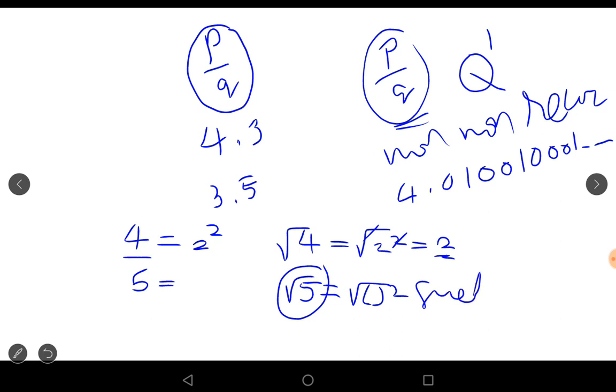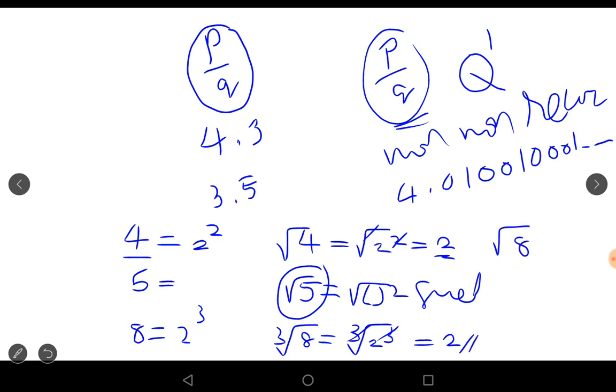Another example, 8. 8 is equal to 2 cube. So the third root of 8 equals the third root of 2 cube. So the 3 cancels, and the value is equal to 2, a rational number. But root 8 cannot be expressed as any number to the power of 2. So this type of number is called a surd.